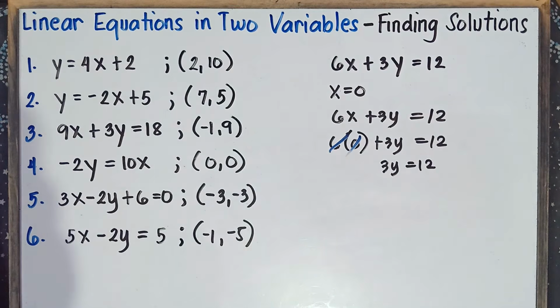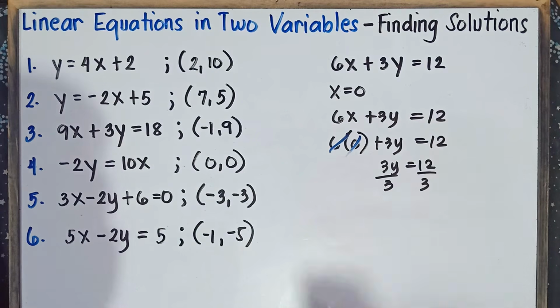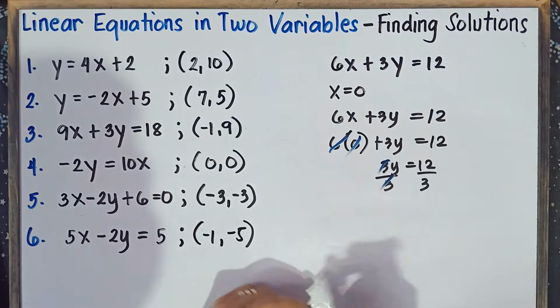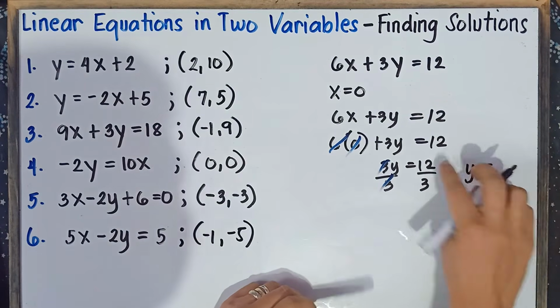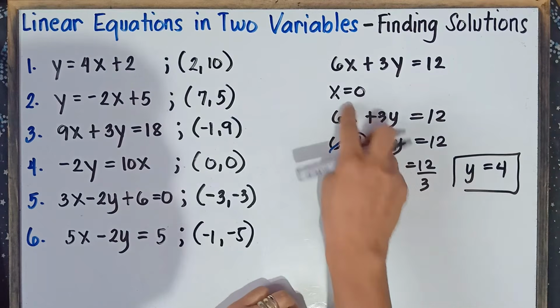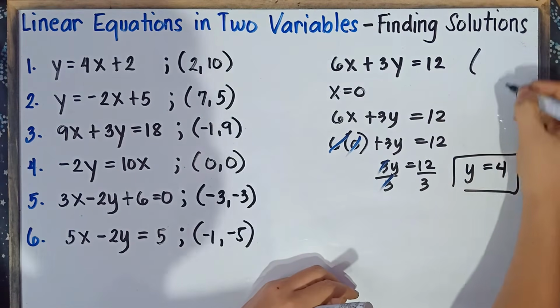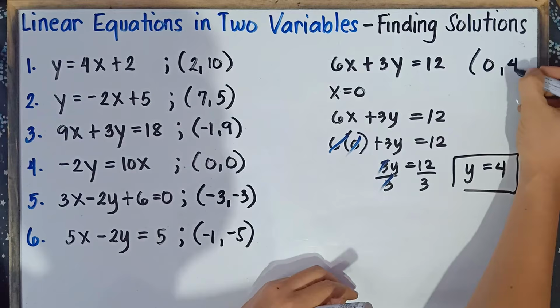To get the value of y, simply divide both sides by 3. We can apply the division property of equality. Cancel this out, and the value of y is equal to 12 divided by 3, that would be 4. So therefore, class, if x is equal to 0, the value of y is positive 4, and that would be our first ordered pair: 0 and then positive 4.